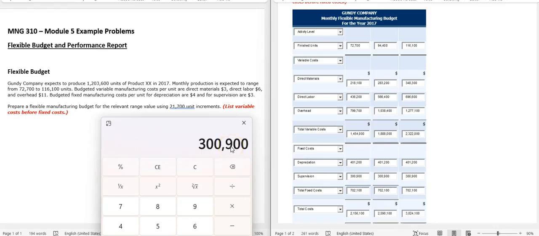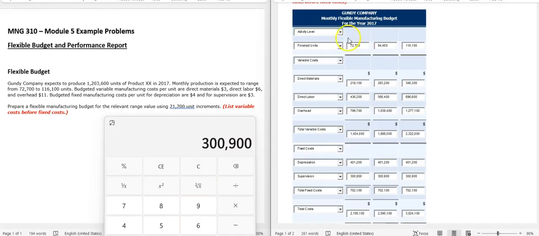Okay, so this problem was a little bit strange because they gave us our fixed costs on a per unit basis based off of a budget of 1,203,600 annual production. So we kind of had to back into what the monthly fixed costs are expected to be. What we have now done is we created a budget for 72,700 units, the amount of costs, variable and fixed, that they expect. Now we're going to prepare a budget for the next incremental level of production, 94,400 units.